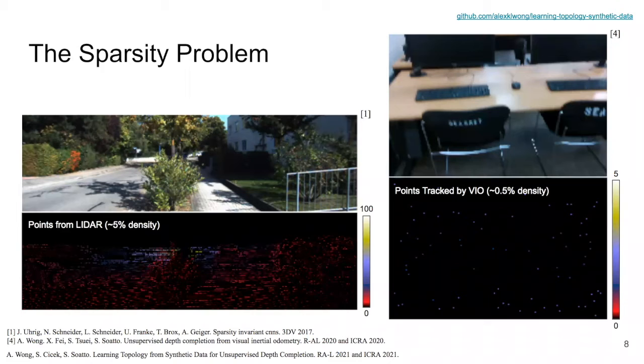However, this is a challenging problem precisely because the input is sparse. For example, the point cloud produced by a LiDAR covers approximately 5% of the image plane and only 0.5% for points tracked by a VIO system. And that is if we're being very generous. This renders the conventional convolutions ineffective because convolving a kernel over the sparse inputs will yield mostly zero activations.